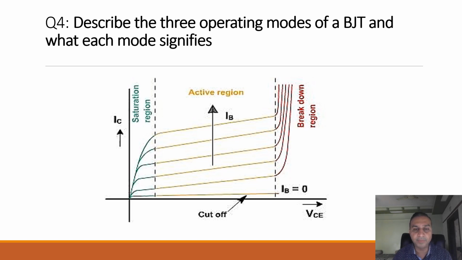Cutoff mode: in this mode, both junctions are reverse biased. The transistor is practically switched off and no current flows from collector to emitter. Saturation region: in this region, both the base emitter junction and the collector base junction are forward biased. The transistor is fully on, which behaves as a closed switch and allows maximum current flow in case of a transistor.